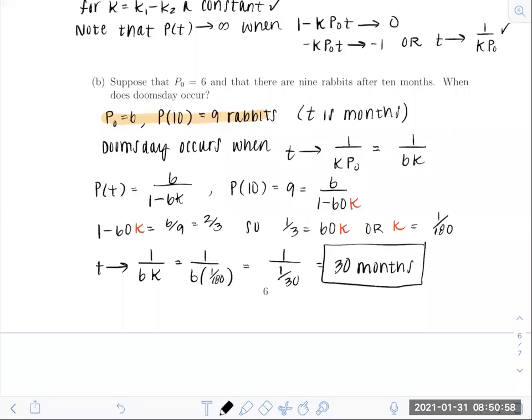All right, this concludes our notes on 2.1 population models. And up next, we'll be talking about section 2.2, equilibrium solutions and stability.